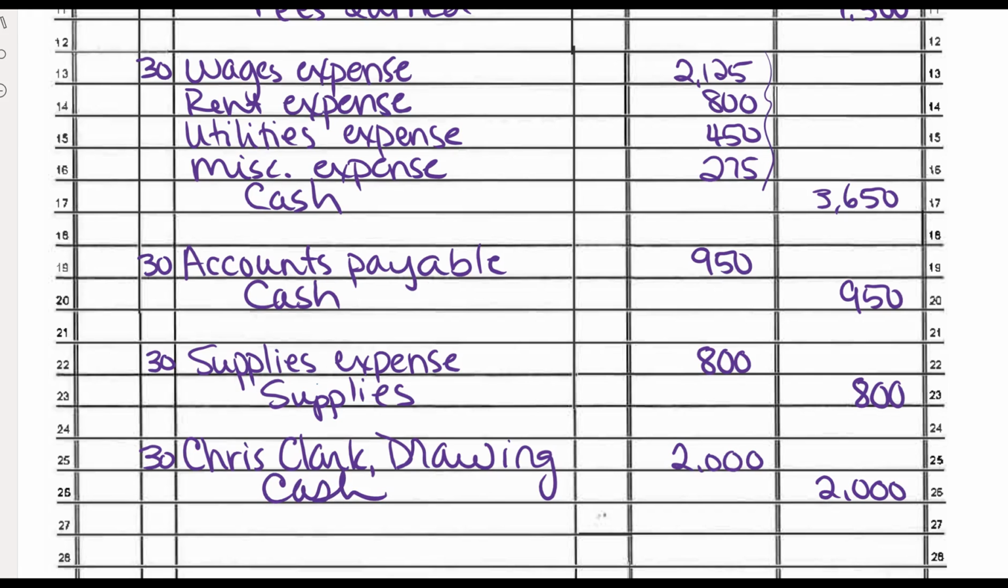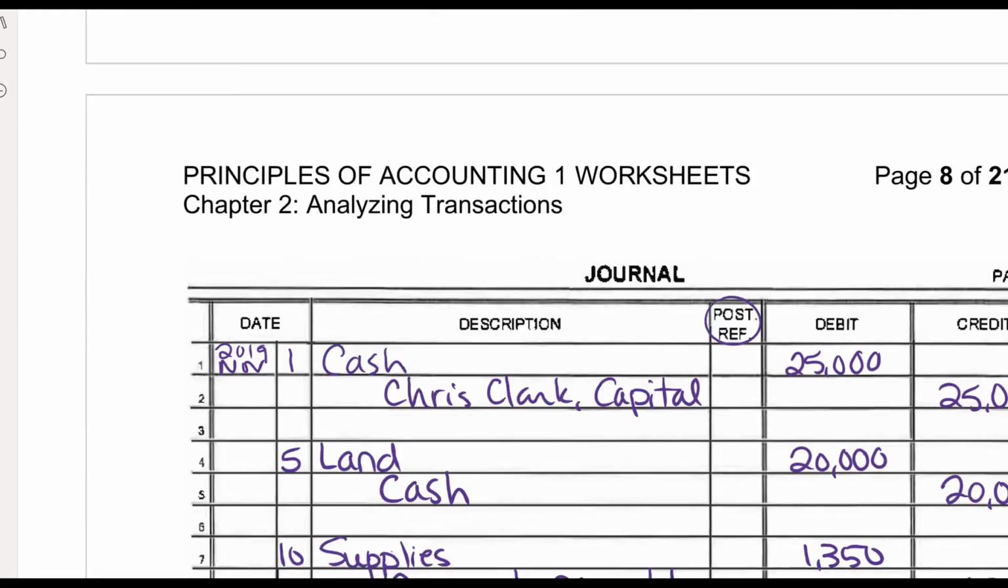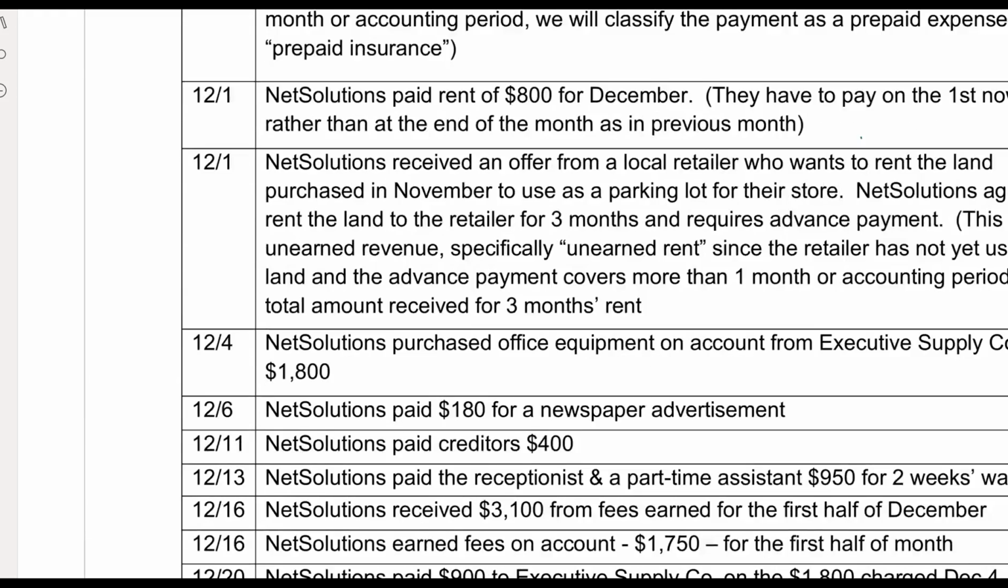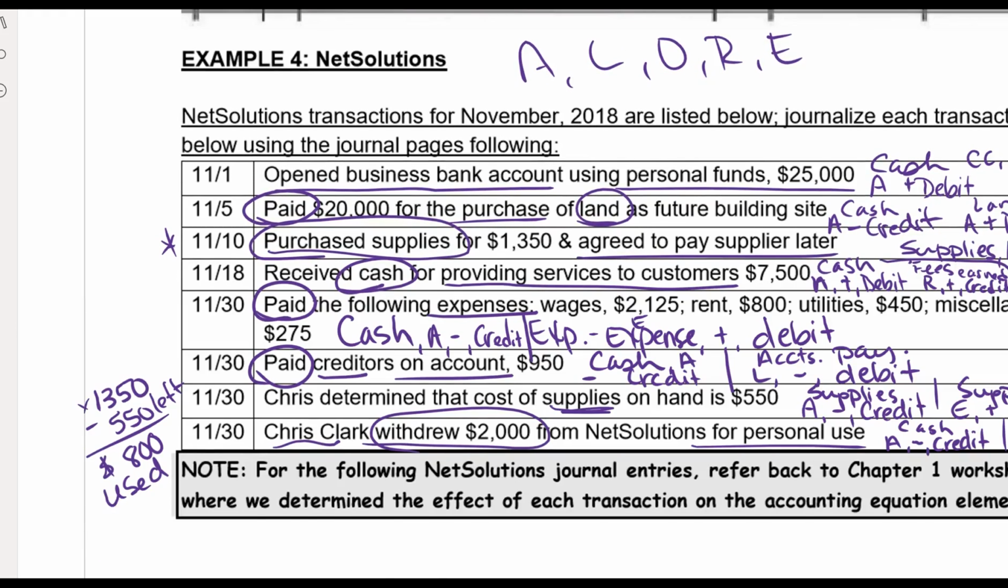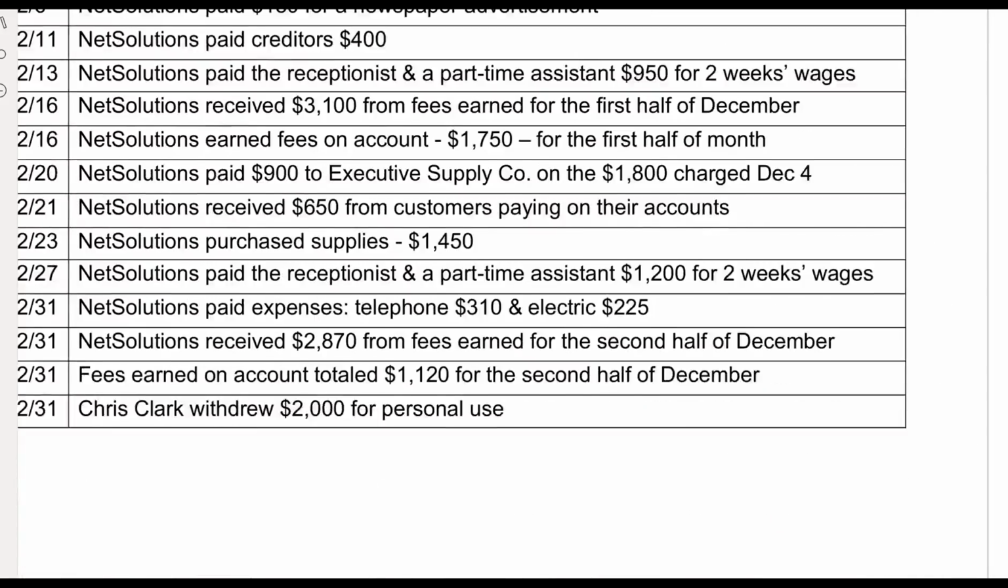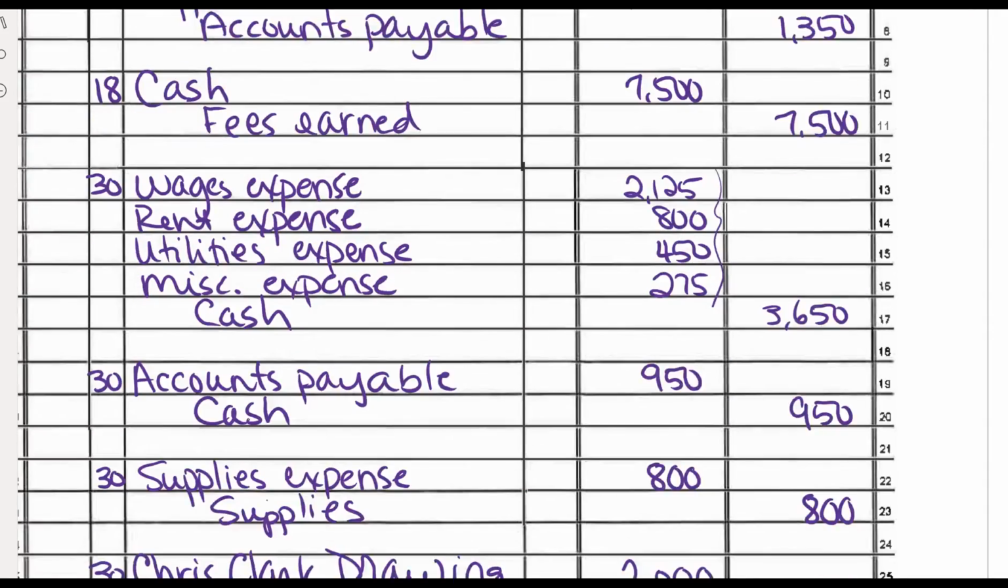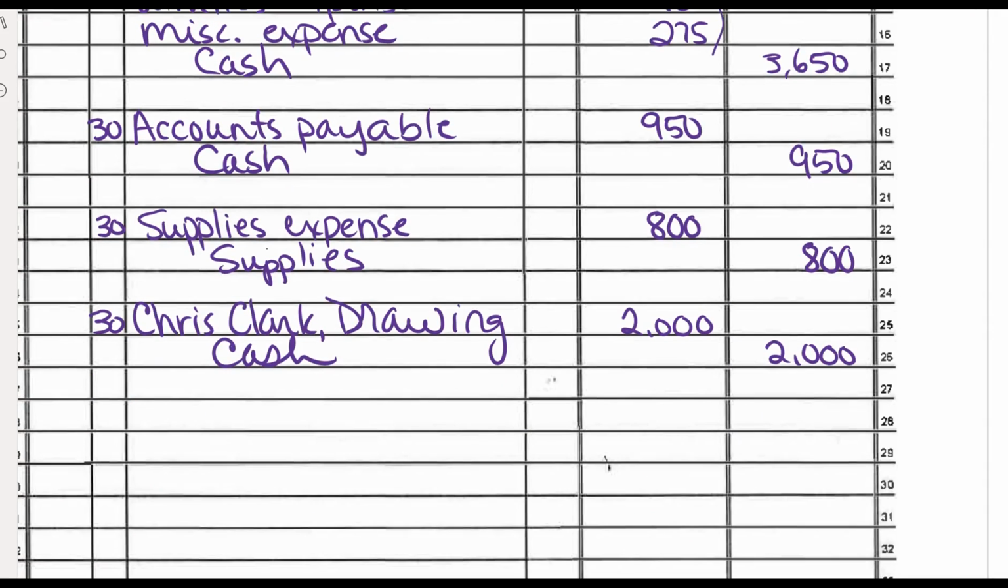All right, if you're puzzled about the $800 on supplies and supplies expense, remember that I showed you up here that we bought $1,350. We know there's $550 left, so we used $800. So that is where the supplies expense figure came from. Okay, so that's all for Net Solutions November entries.